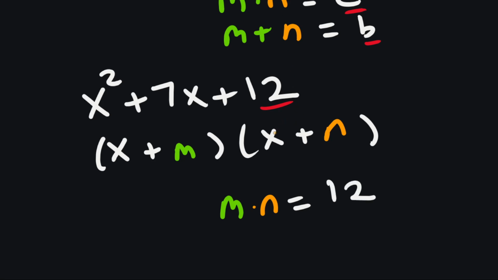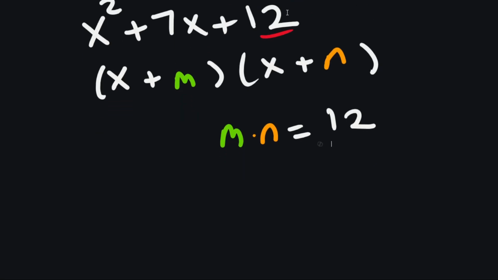And we also want to find the same m and n, so m plus n has to equal the b term, which is 7. So this 7 right here, positive 7. So we have to find these two numbers, where if you multiply them, they'll give you 12, and if you add them, they'll give you 7. So how do we go about doing this?